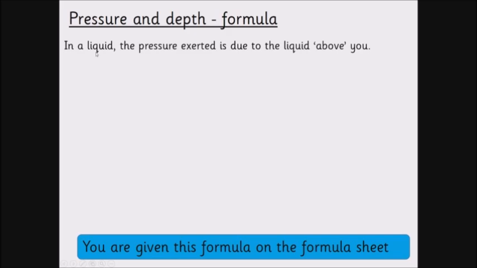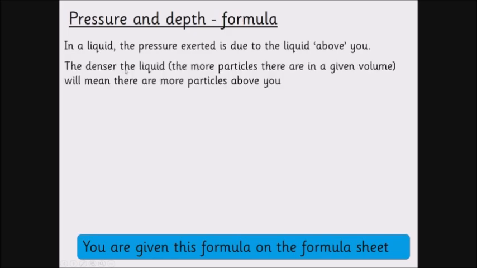In a liquid, the pressure is exerted due to the liquid that's above you. So the deeper you are, the more liquid there is above you, so therefore the greater the pressure. Now the denser the liquid, remember, density is to do with the number of particles in a given volume. Density is mass divided by volume, remember. So the denser the liquid, literally, there are more particles above you than if you were in a less dense liquid.